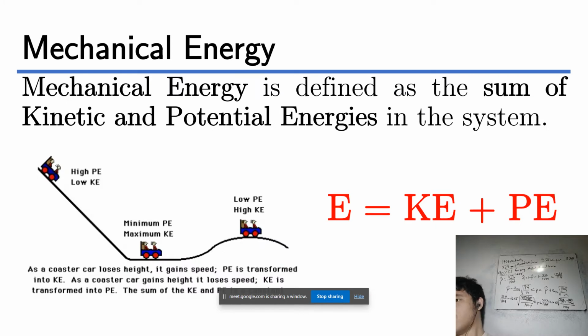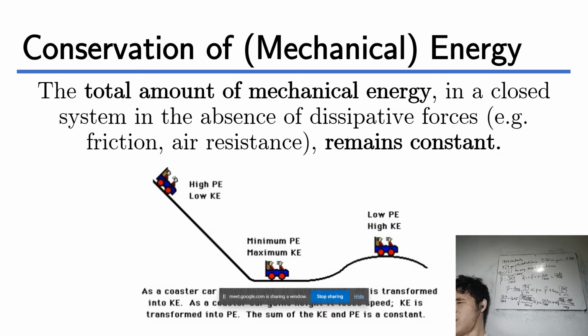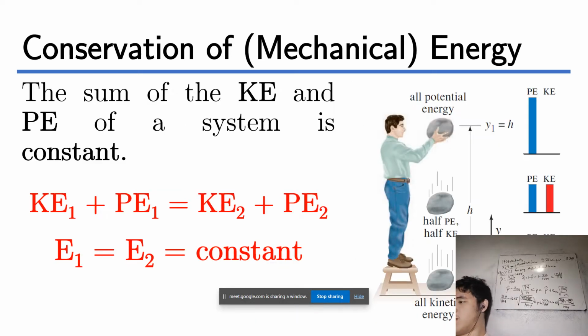Mechanical energy is defined as the sum of the kinetic and potential energies in the system. E equals KE plus PE. Energy cannot be destroyed or created, but it is only transferred from one form to another. Therefore, constant. As long as walang dissipative forces, no? You'll do that later in the problem set.